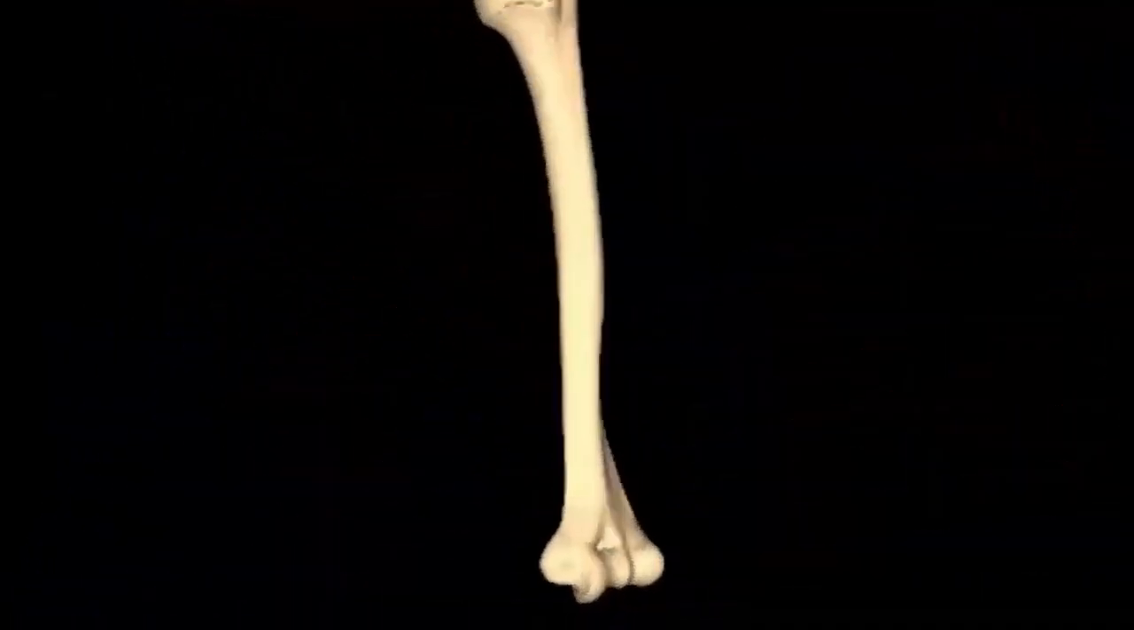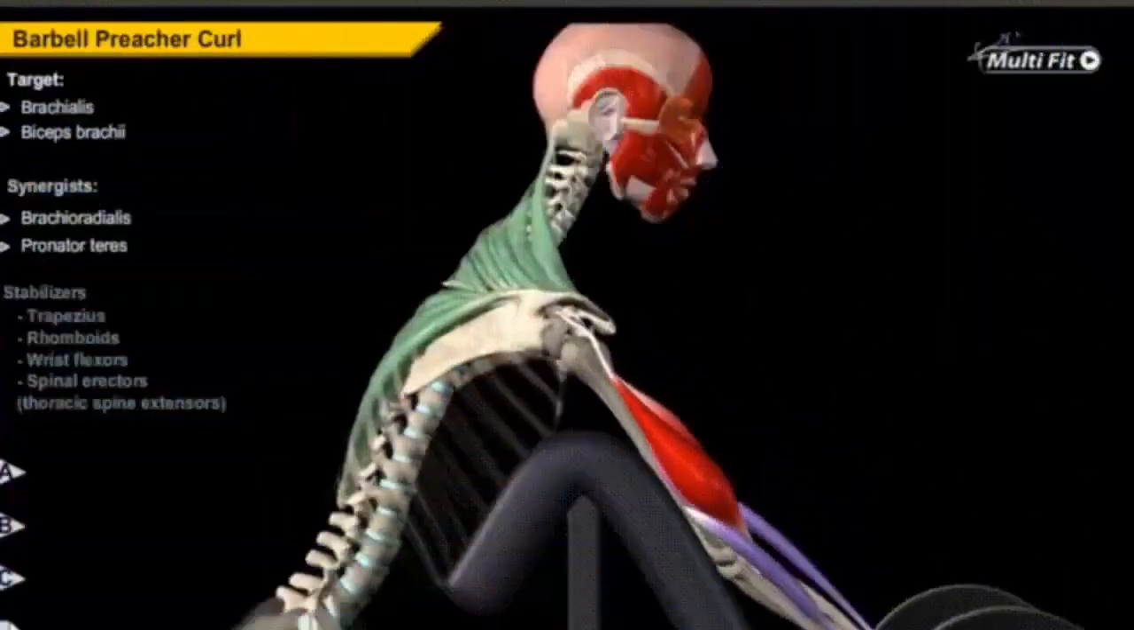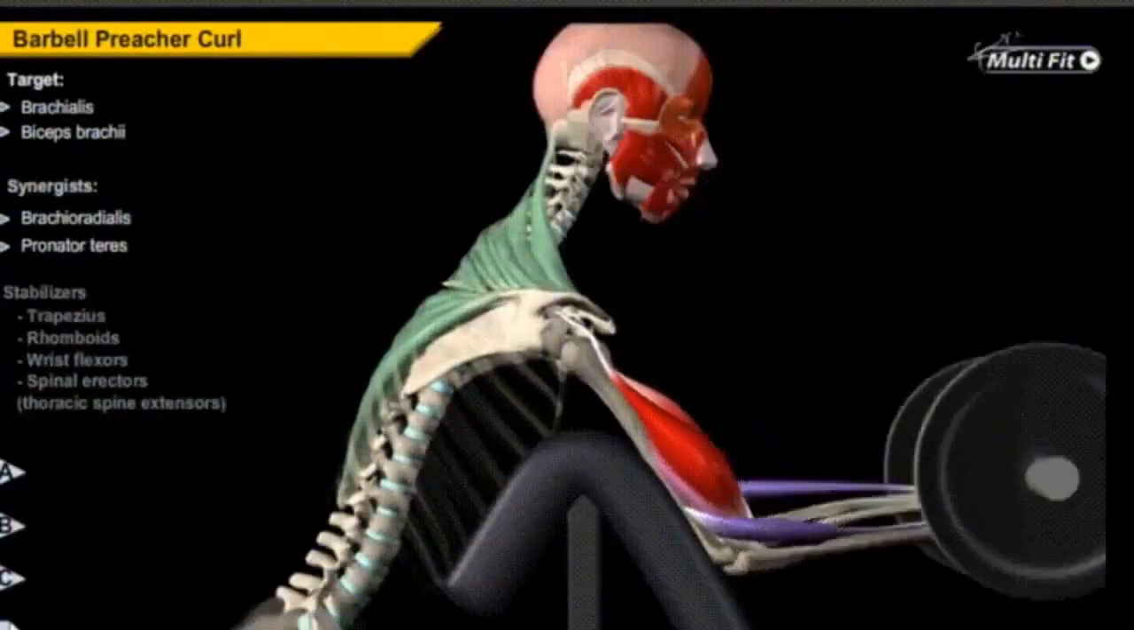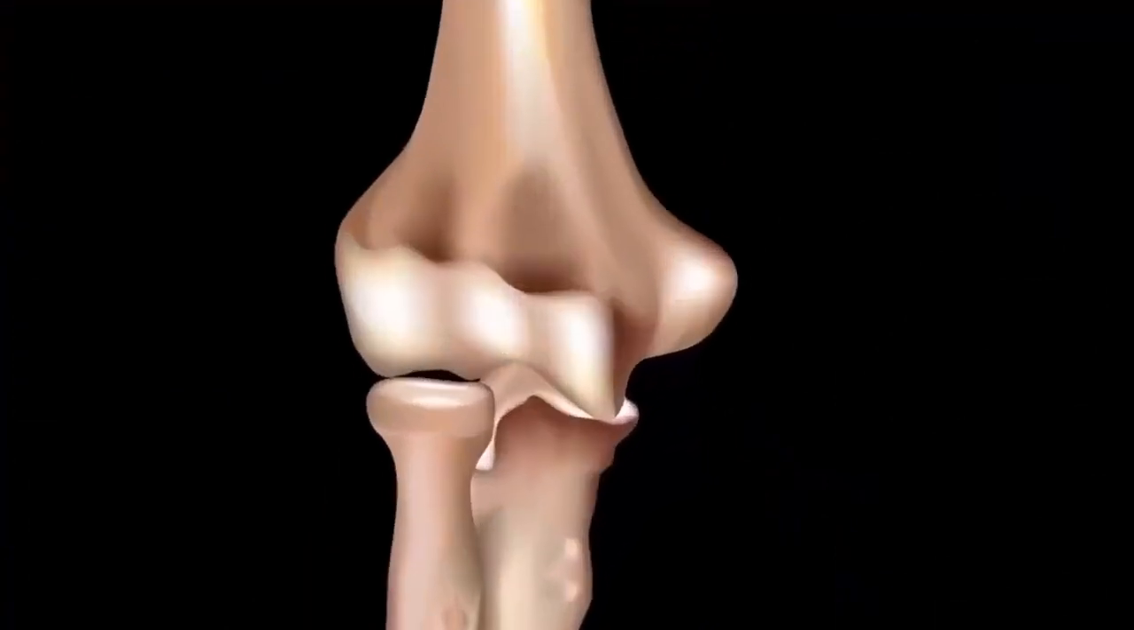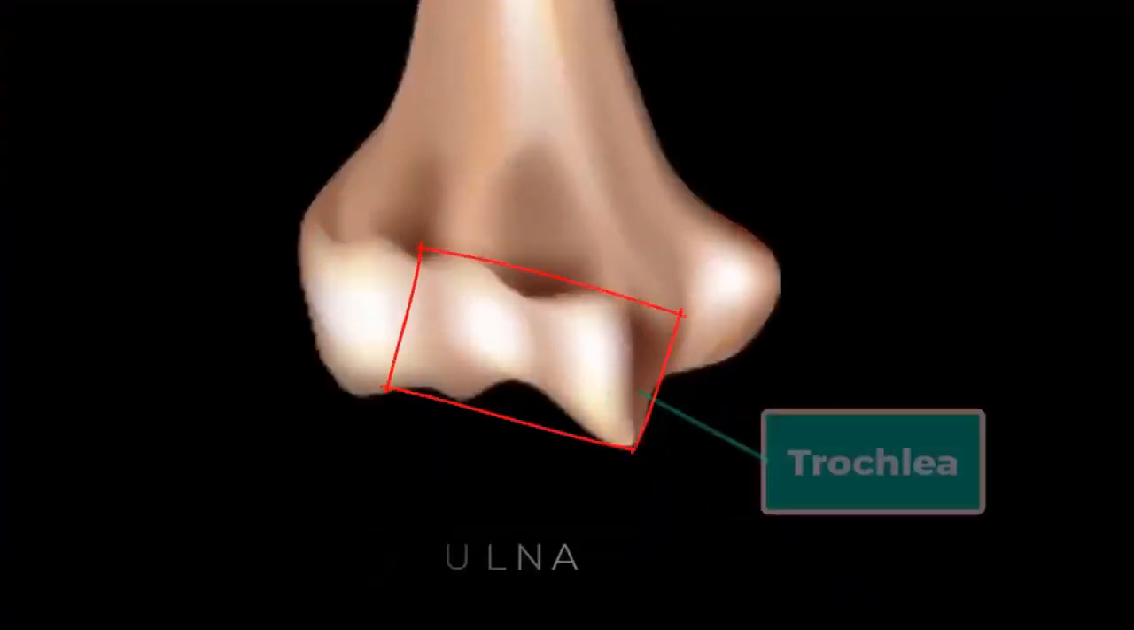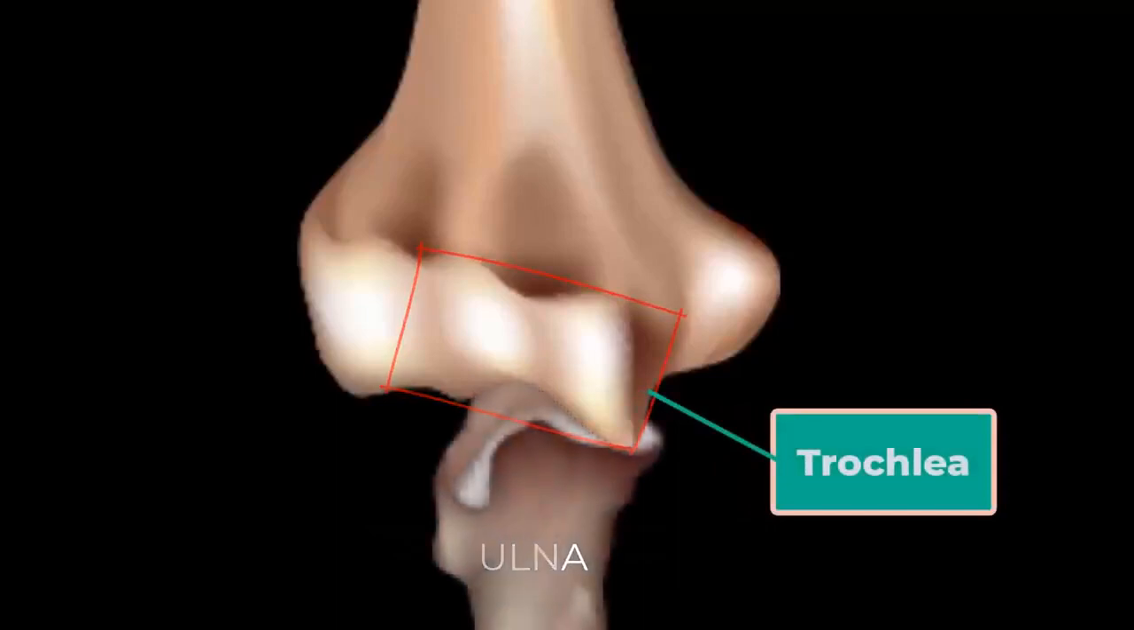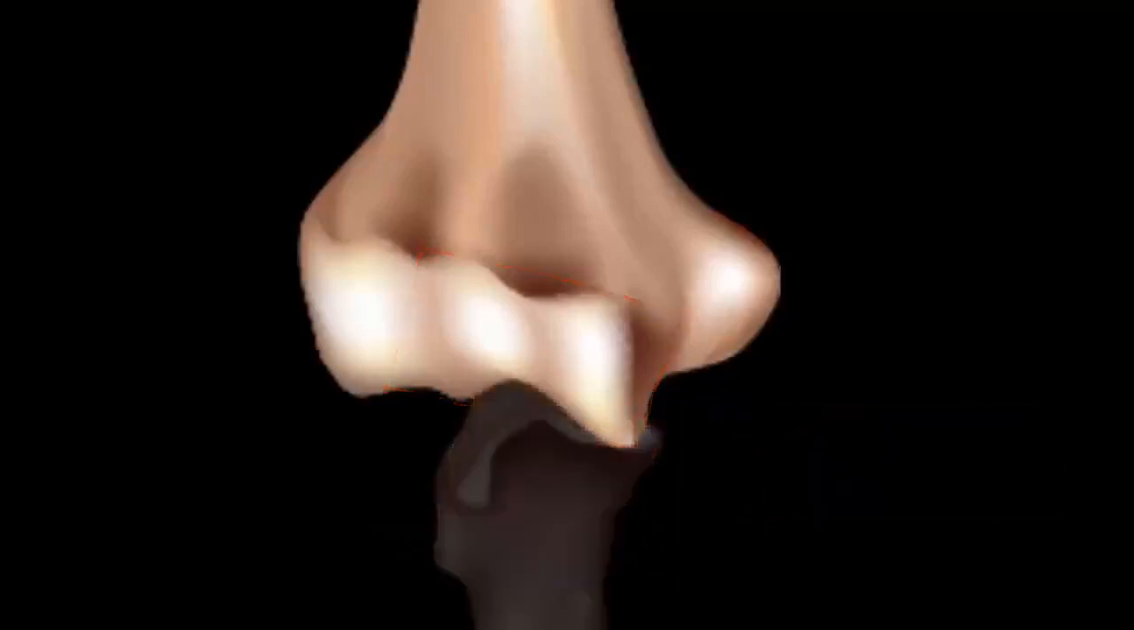Distally, the humerus becomes flattened. The distal end of the humerus has 2 articulation areas, which join the ulna and radius bones of the forearm to form the elbow joint. The more medial of these areas is called the trochlea. The trochlea articulates with the ulna bone.